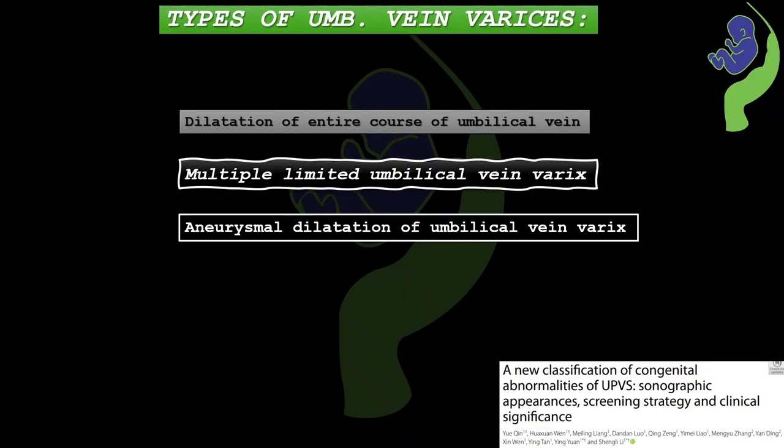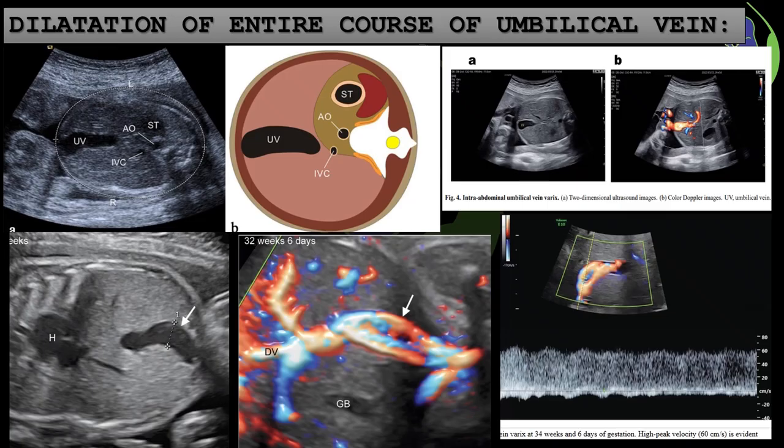Coming to the first type, as seen in these images, there is uniform dilatation of the entire course of the umbilical vein. On pulsed Doppler, the peak systolic velocity reaches up to 60 centimeters per second, which is significantly higher than the normal umbilical vein velocity of 10 to 15 centimeters per second.